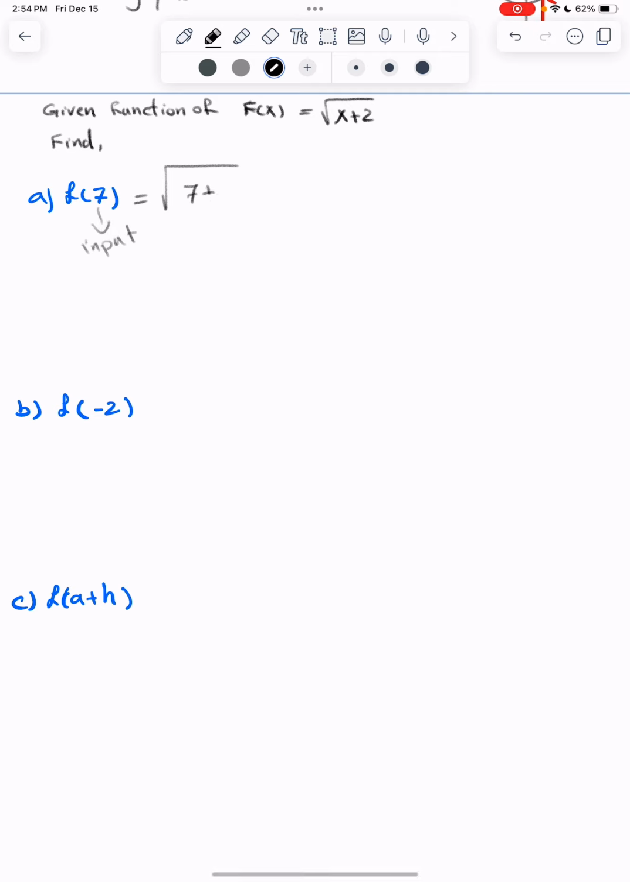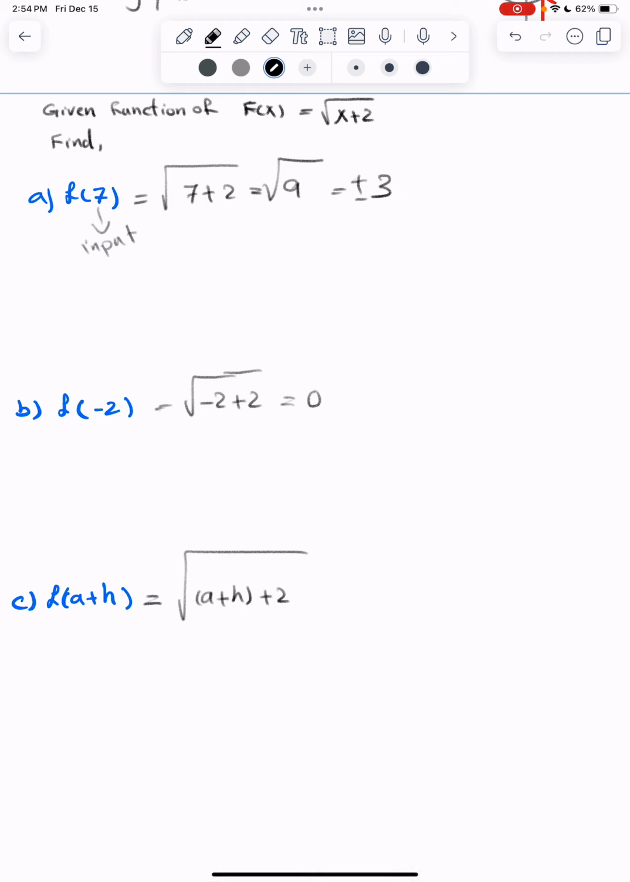So 7 plus 2, that's 9, which is plus minus 3. F of negative 2 is negative 2 plus 2, which is 0. And don't get scared if, instead of a number, you see, oh, a plus h. What am I going to do right now? You just substitute your x with a plus h, plus 2. And that's it. There's no more simplifying for that. It's that easy.